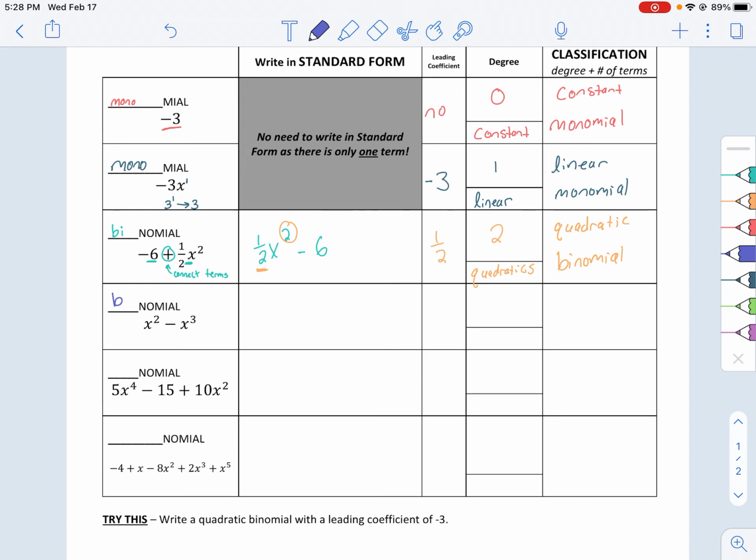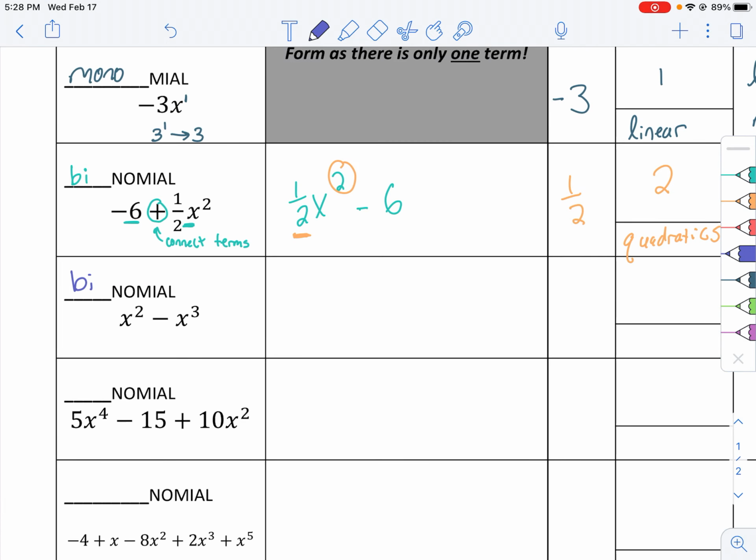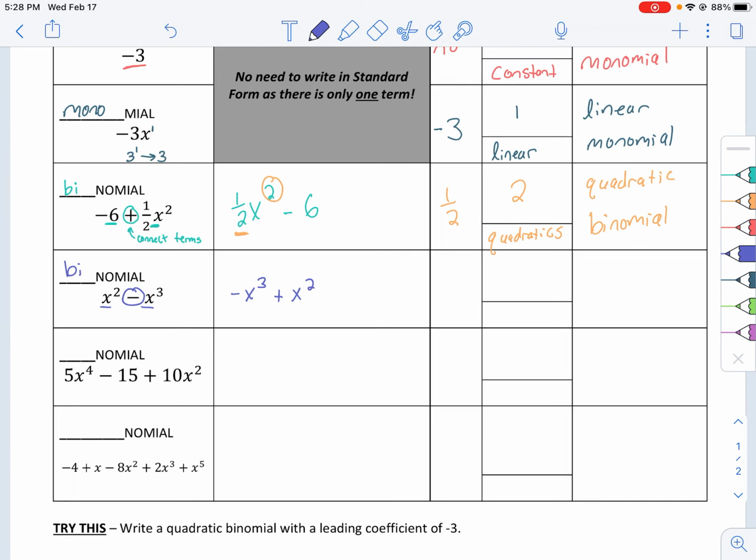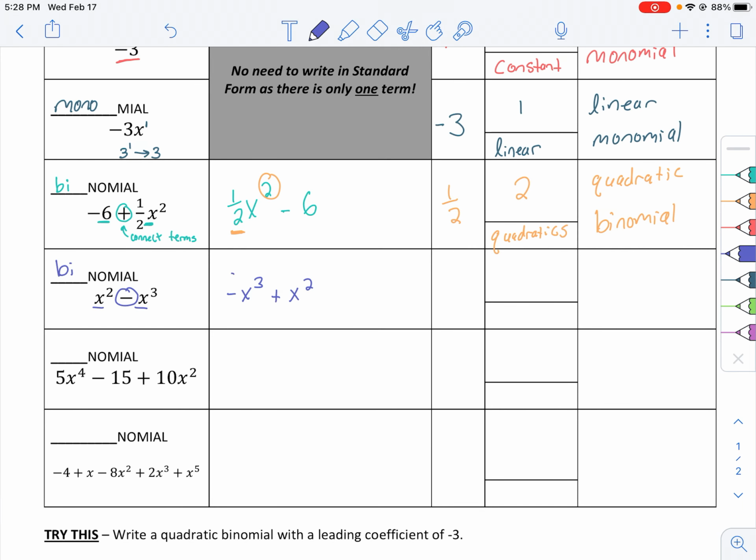All right, next up. Again, we have another binomial. We know that because there's two terms separated by a minus sign here. If we wanted to write this in standard form, x cubed would have to come first. So that's specifically negative x cubed. And then it's a positive x squared. So we put plus x squared. Leading coefficient is that number on x cubed. So that's -1. The highest degree in this one is 3, which would be called a cubic. So this is a cubic binomial.